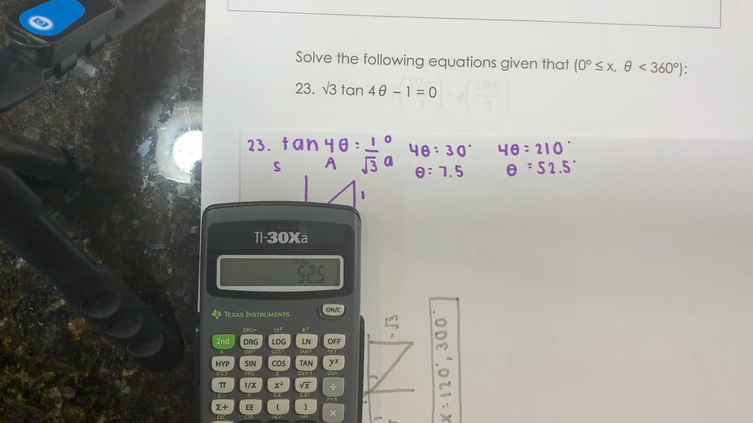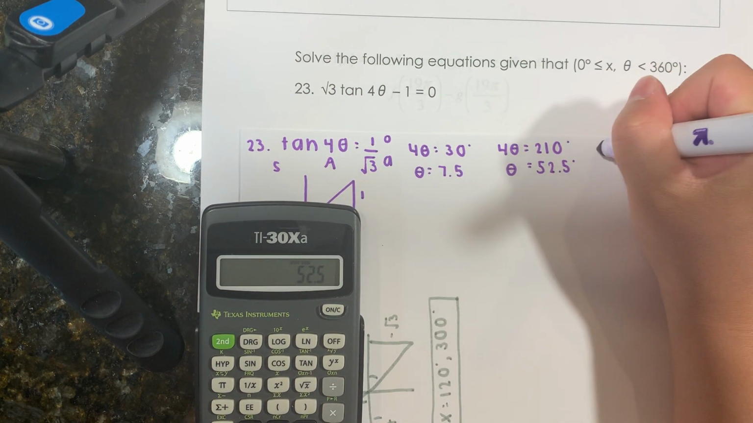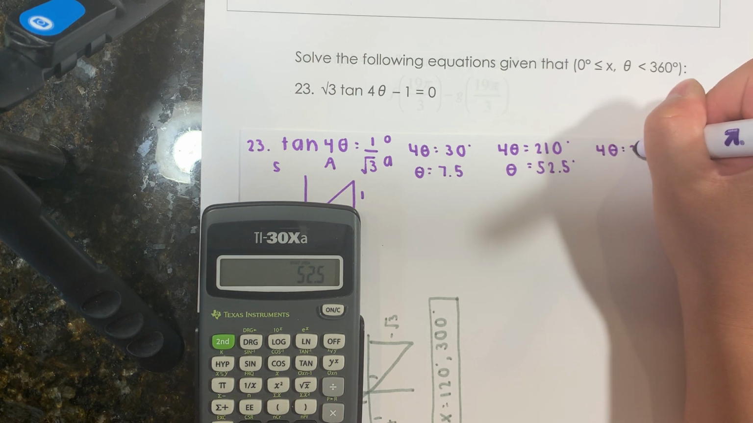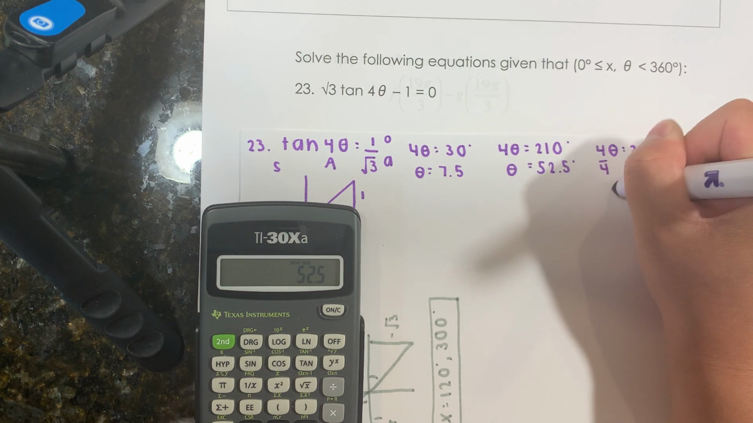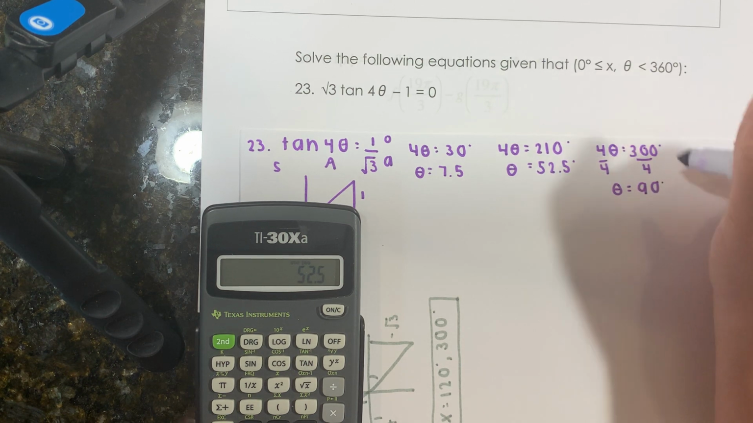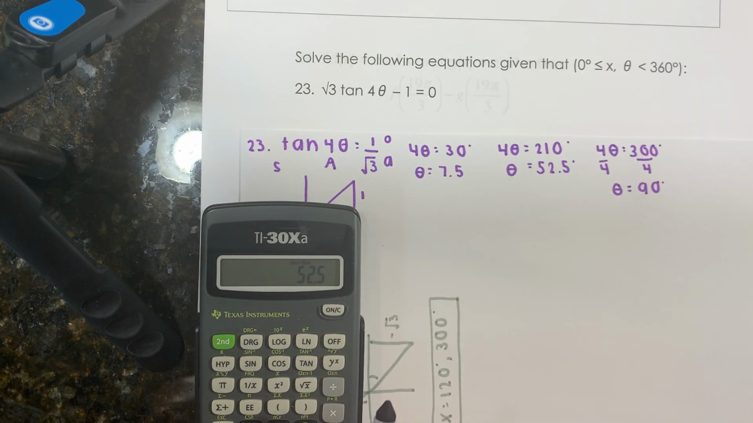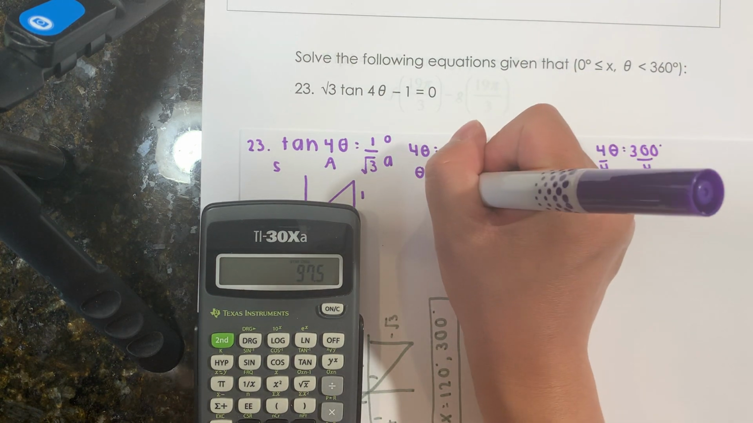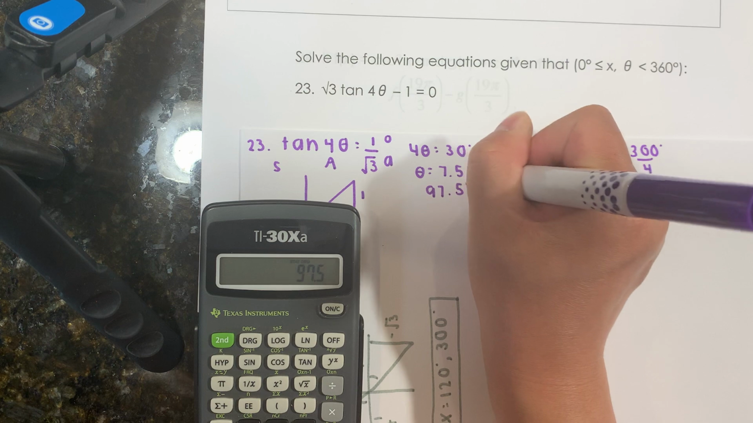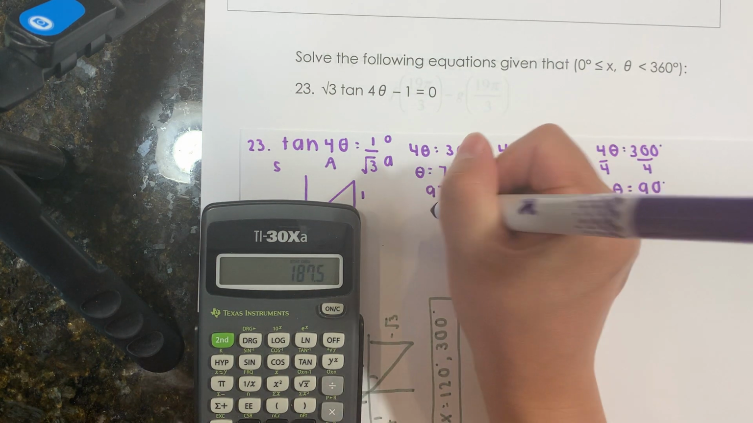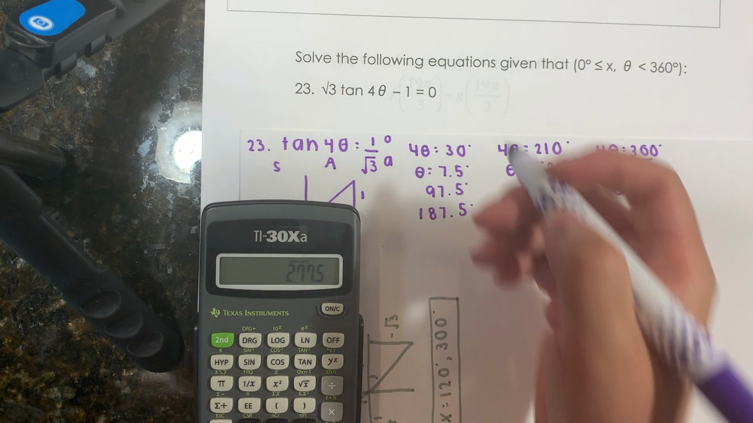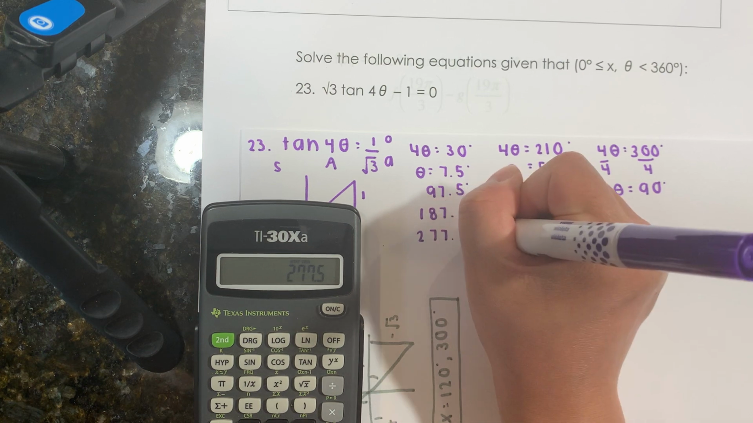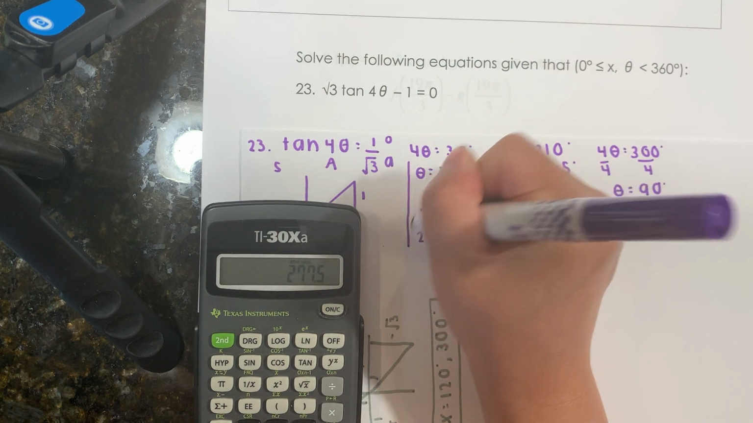Now remember, I should end up with 4 answers for each quadrant. So you're going to divide 360 by 4, which gives us 90. And that's what you're going to continuously add until you end up with 4 answers. So 90 plus 7.5 is going to be 97.5. Then plus 90, 187.5. Plus 90 is going to be 277.5. And those are your 4 answers for quadrant 1.